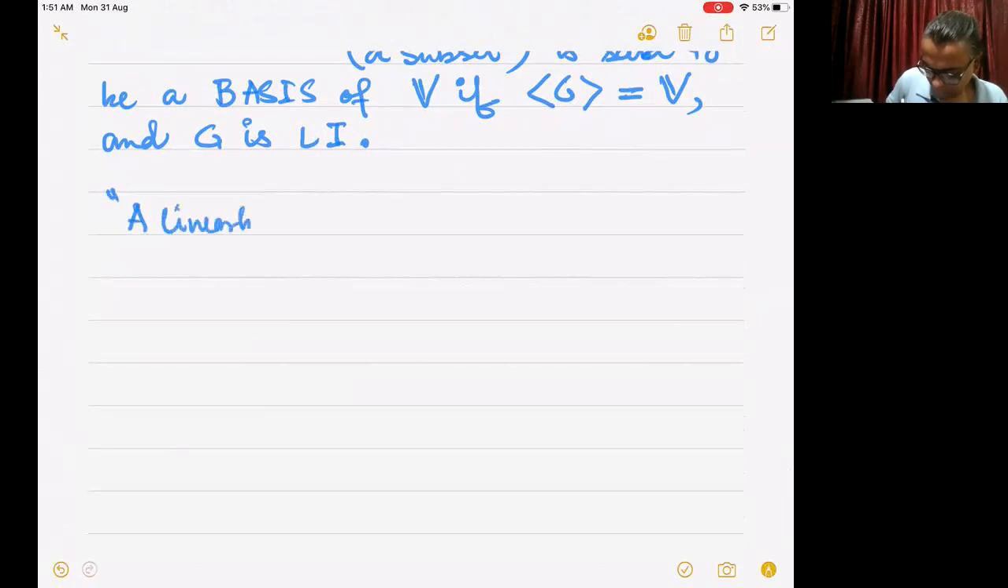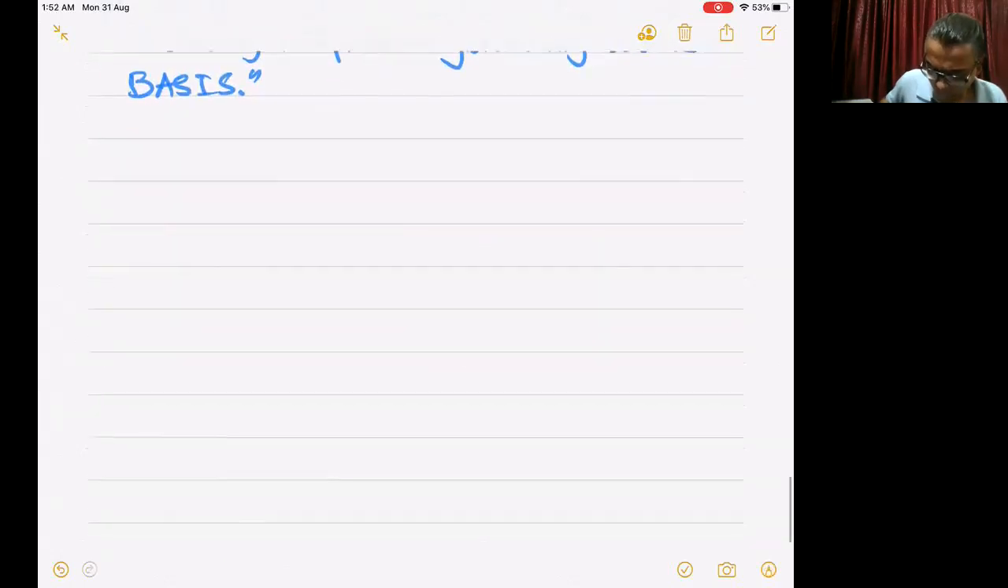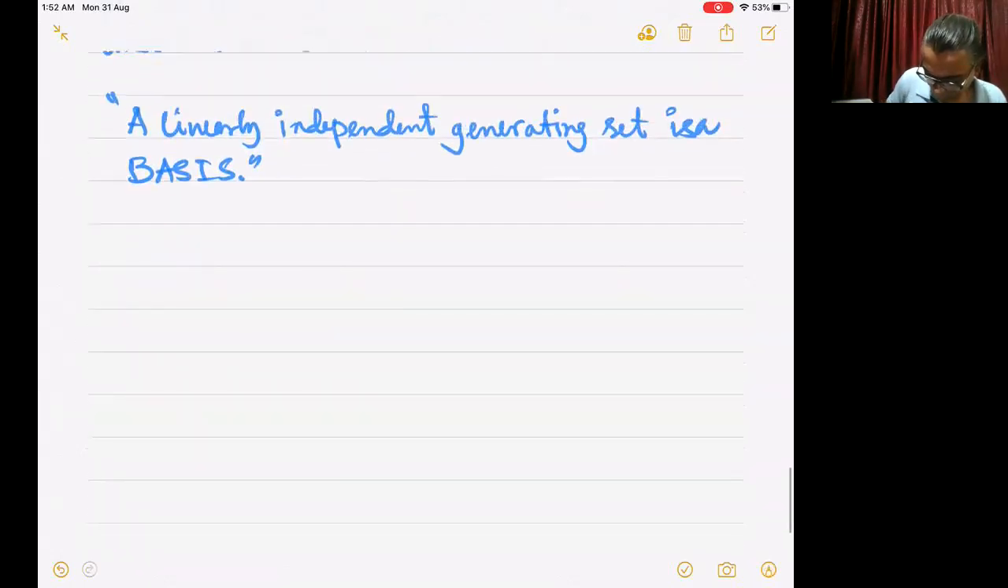Linearly independent generating set is a basis. That's what it means. Let us look at some very quick examples of basis.